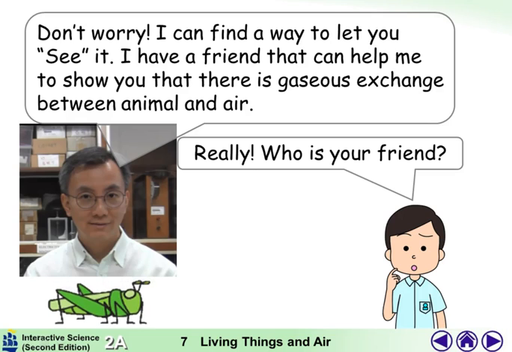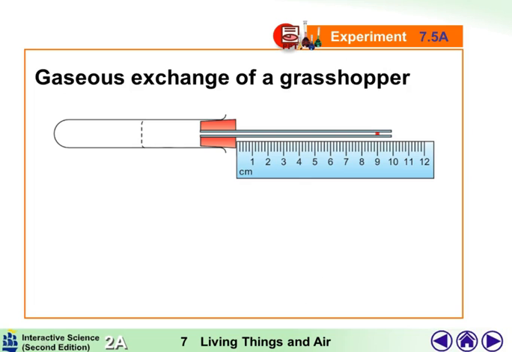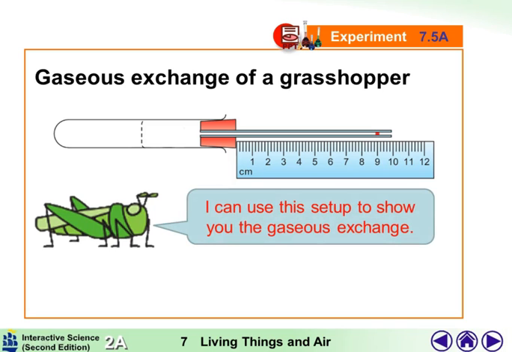Dun, dun, dun. Hello, I am Peter. I am a grasshopper. I can show you my gaseous exchange between air and me. Okay, so let's see the setup of the experiment. I can use this setup to show you the gaseous exchange.